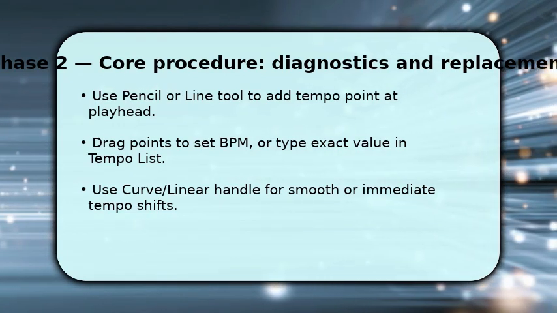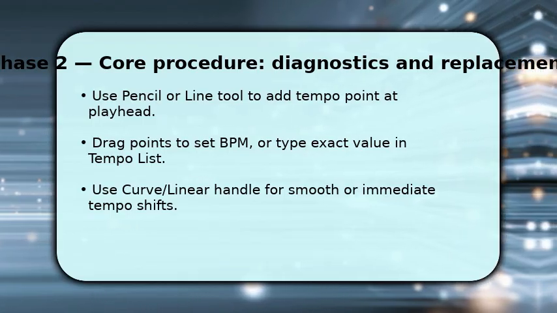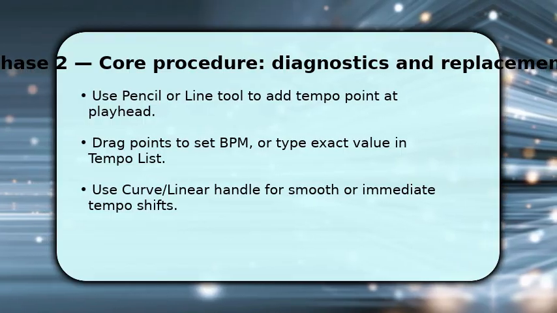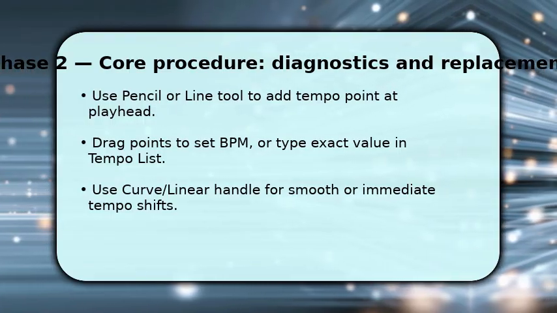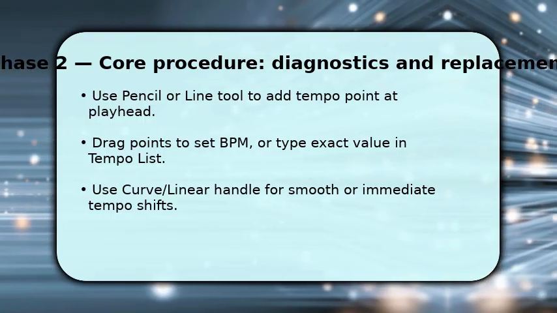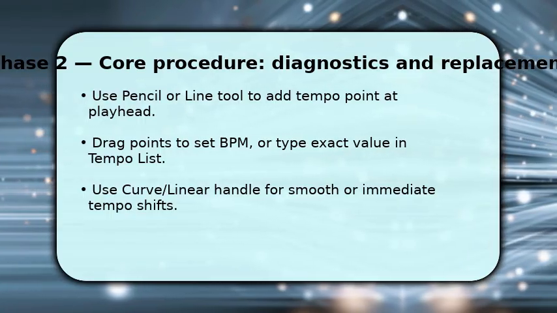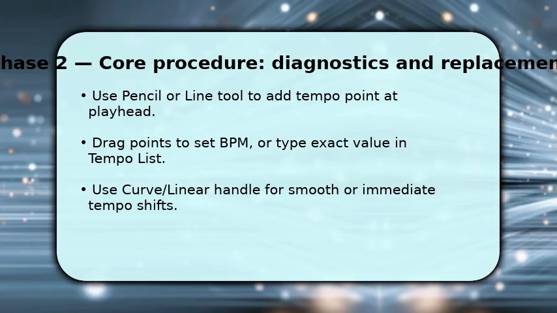Click at the playhead to drop a tempo point. Once placed, drag vertically to set BPM or open the tempo list and type an exact value for precision. If you want gradual transitions, use the curve handle to shape the ramp. If you want a bar-to-bar jump, set the point to linear for an instant change.